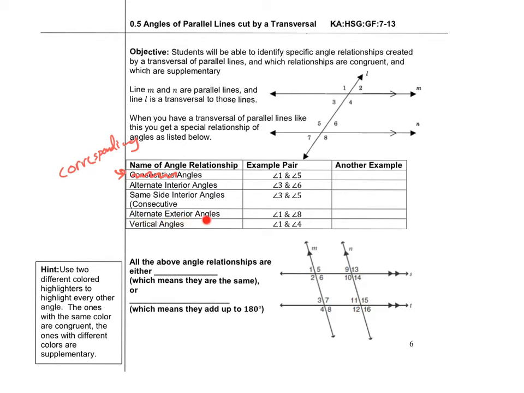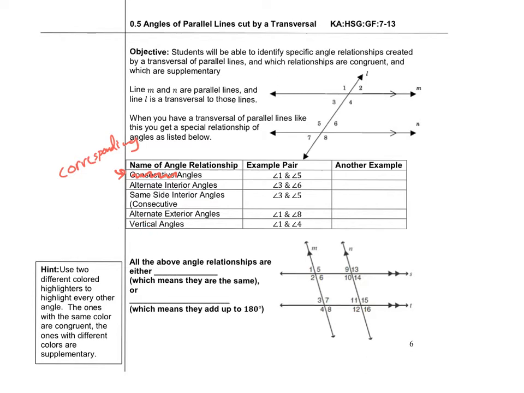Next up we have alternate exterior angles. Alternate exterior, so again, alternate sides of the transversal, but now they're on the outside of these parallel lines. So the example I gave you is 1 and 8. See how they're on alternate sides of this line, but they're outside that line. That's alternate exterior.